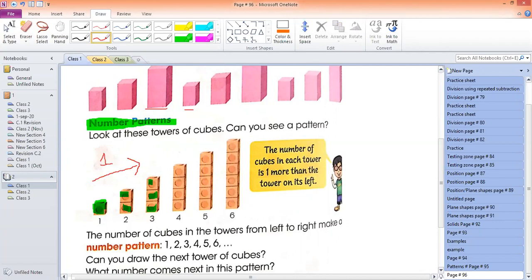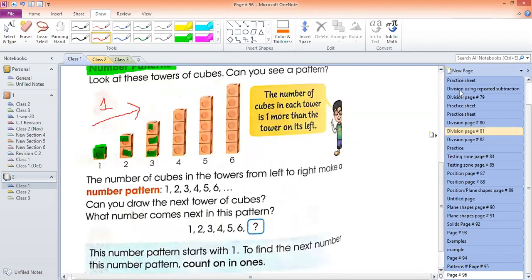1, 2, 3, 4, 5, 6, like this. So the number pattern is starting from 1 and that is counting in ones. After 1, add 1, 2. 2 plus 1, 3. 3 plus 1, 4. 4 plus 1, 5. 5 plus 1, 6. You are counting in ones in the pattern. So once you identify the pattern, you will be able to tell what comes after 6.